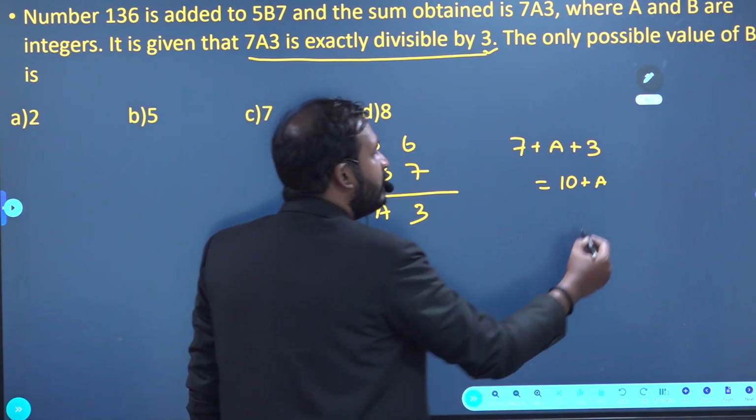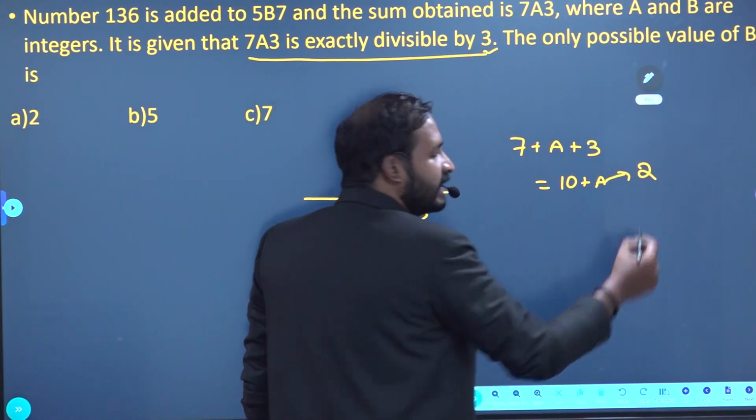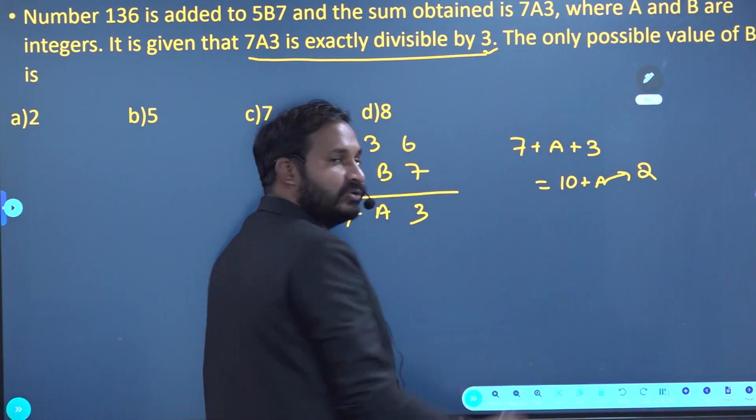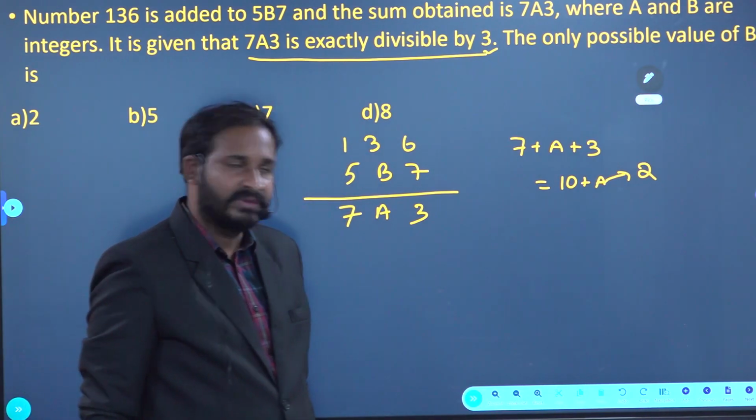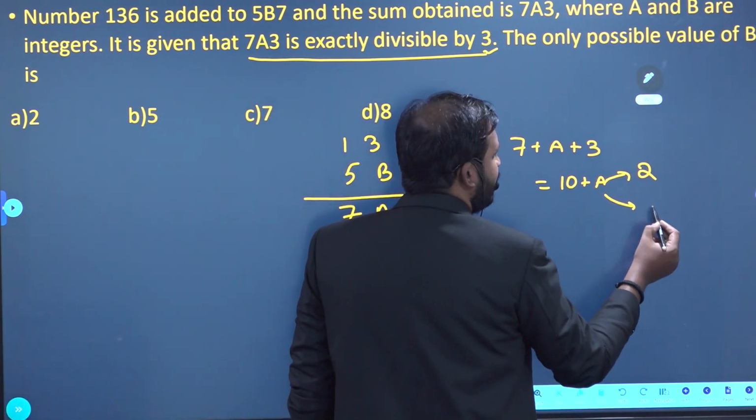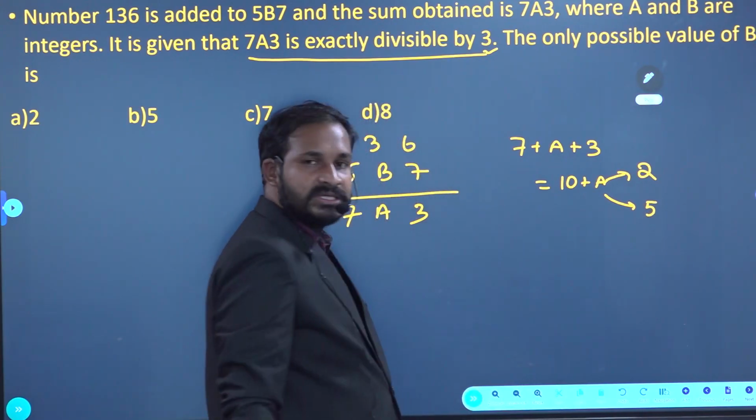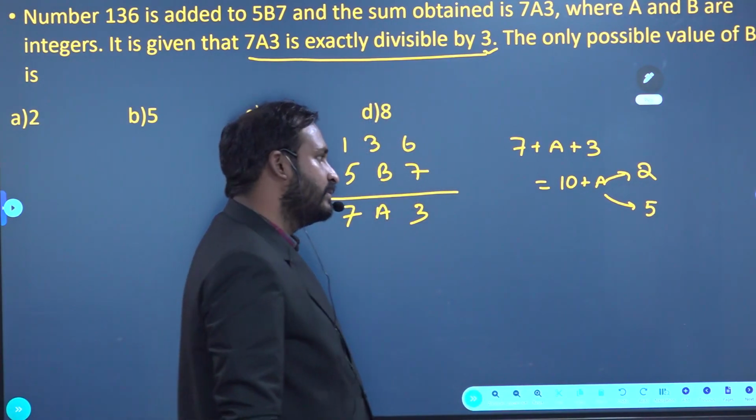So what are the possible values of A for us here? I can take A as 2, so 10 plus 2 is 12, and 12 is divisible by 3. Next I can take A value as 5. Why? Because 10 plus 5, 15, is divisible by 3.